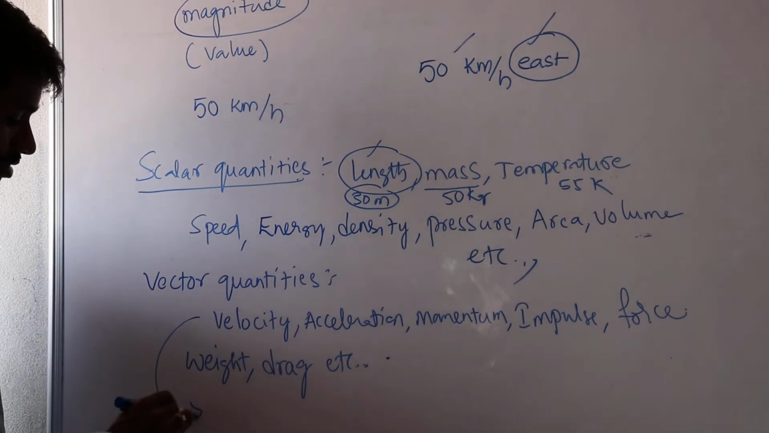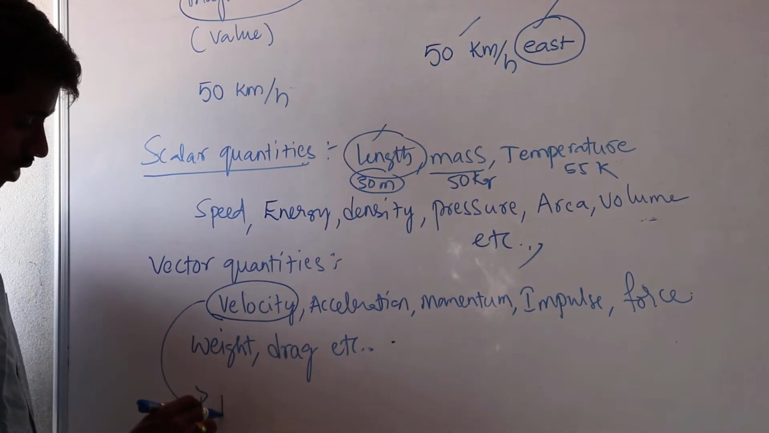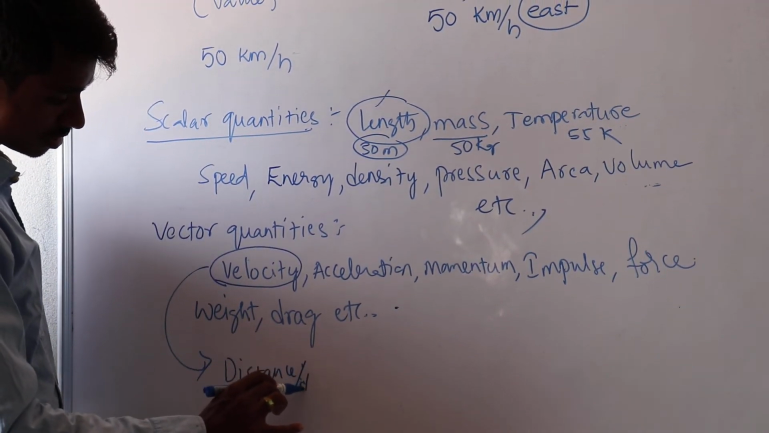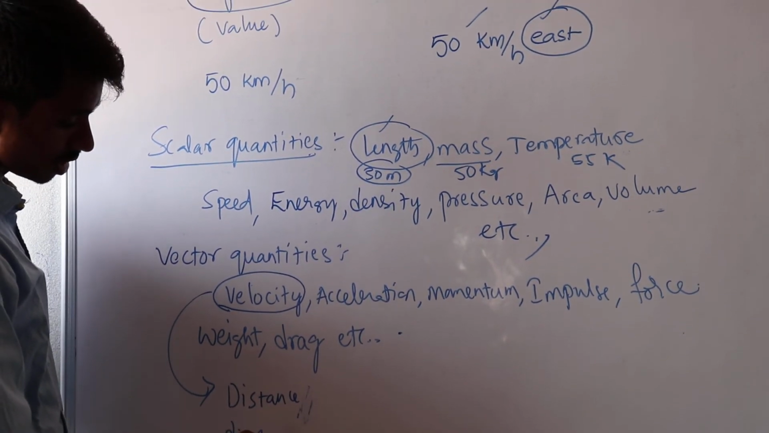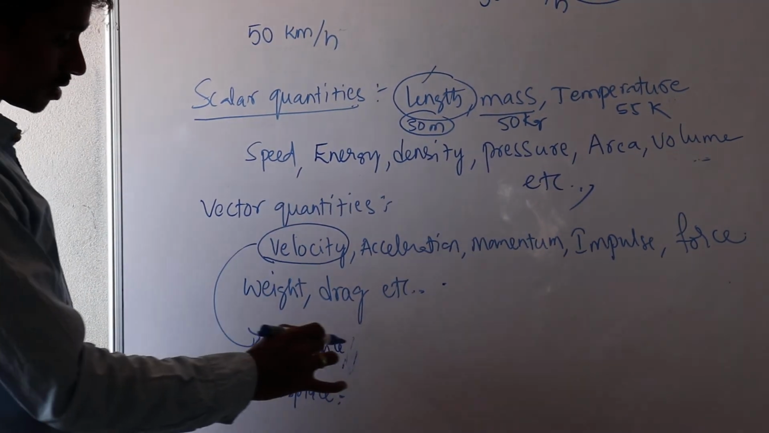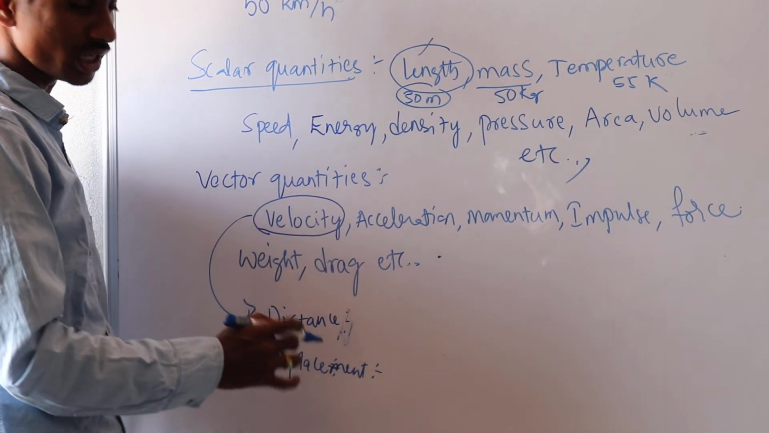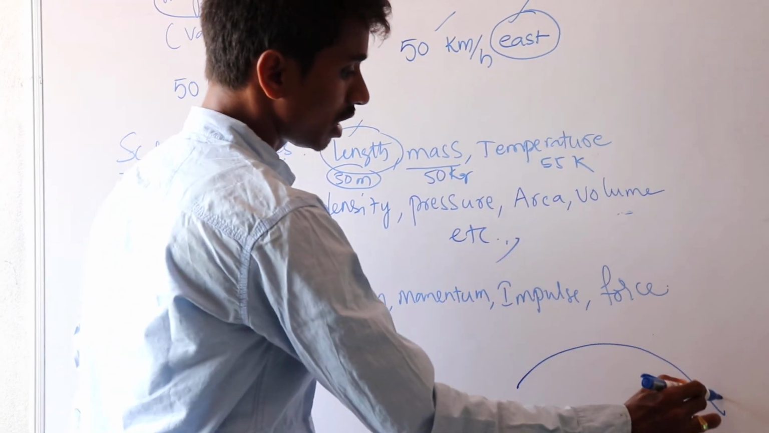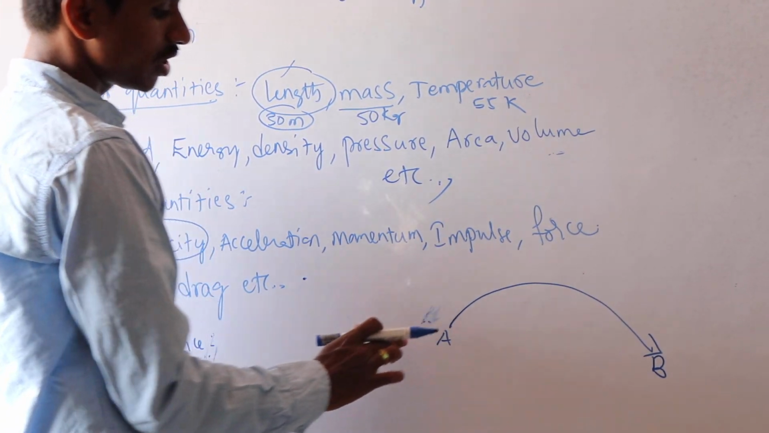Here, what is the example? Velocity. Before that, what is the difference between distance and displacement? Distance is the path an object travels along a certain route, but displacement is the shortest distance between the two ends. Distance is different from displacement. Suppose I throw a stone from point A to point B like this.